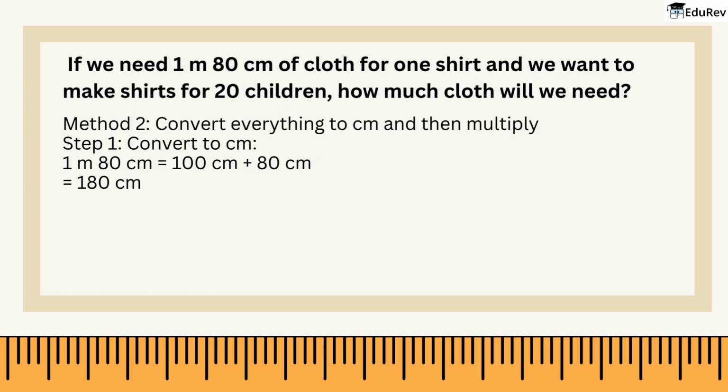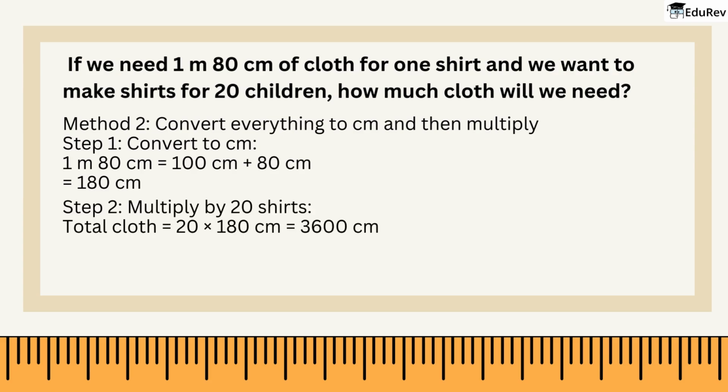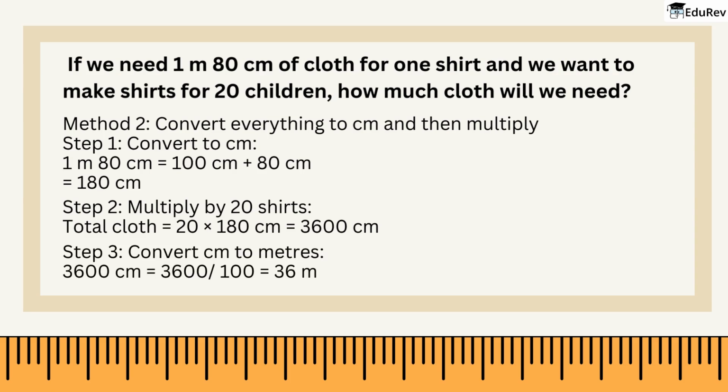Method 2. Convert everything to cm and then multiply. Step 1. Convert to cm. 1 meter 80 centimeters equals 100 centimeters plus 80 centimeters is equal to 180 centimeters. Step 2. Multiply by 20 shirts. Total cloth is equal to 20 by 180 centimeters is equal to 3600 centimeters. Step 3. Convert cm to meters. 3600 centimeters is equal to 3600 divided by 100 equals 36 meters.